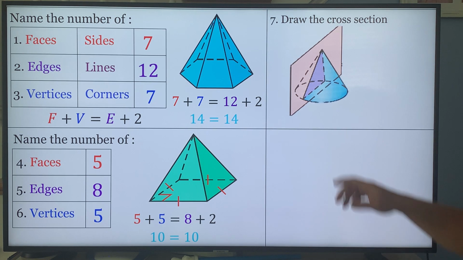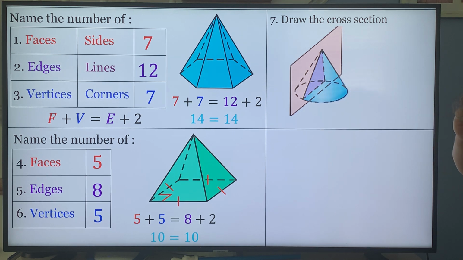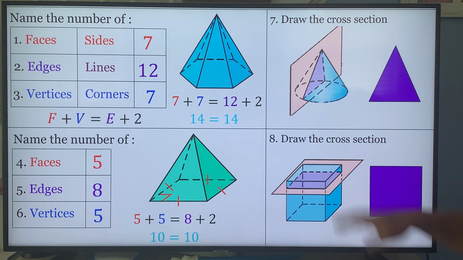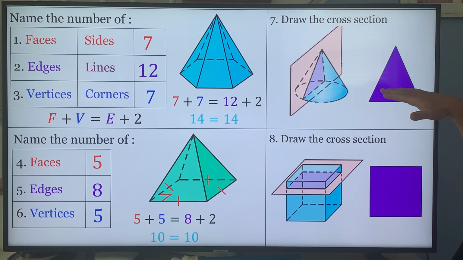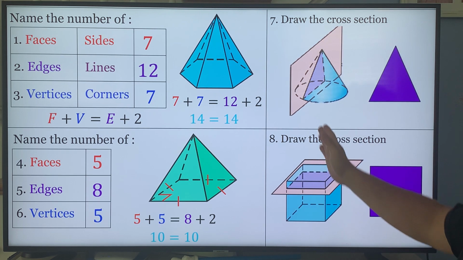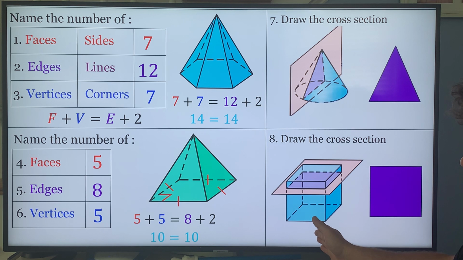Draw the cross-sectional diagram of this figure right here. That is a cone chopped. Gives you a triangle. Cross-section of a cube when you chop it across. Rectangle. If I took this cone and chopped it horizontally, what figure would I get? Get a circle. If I took this and chopped this horizontally, what would I get? You still get it.